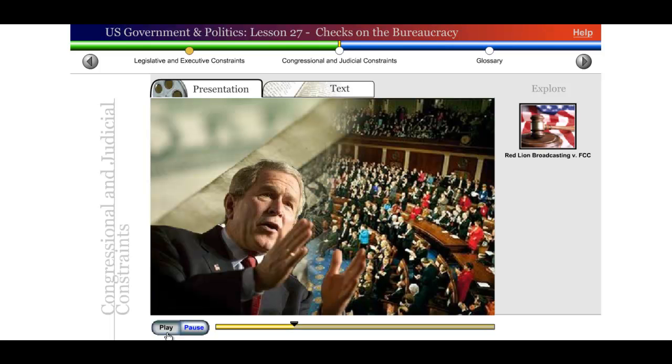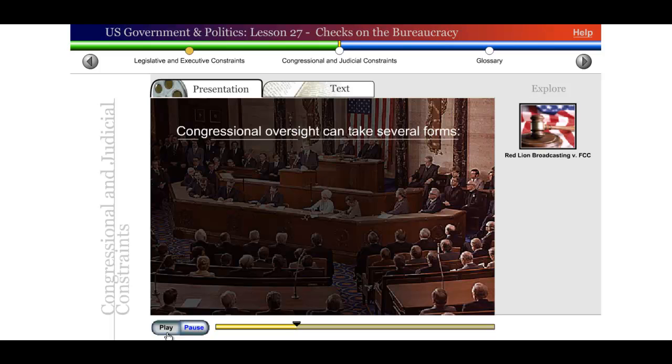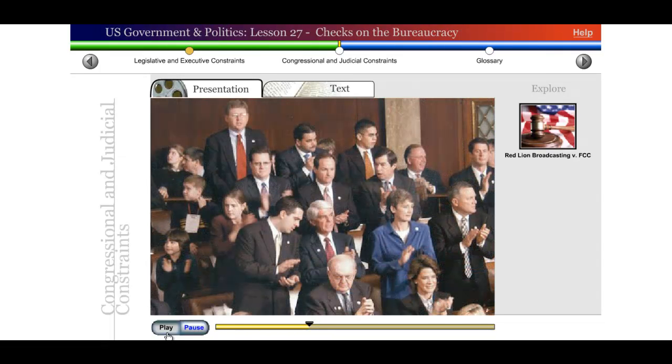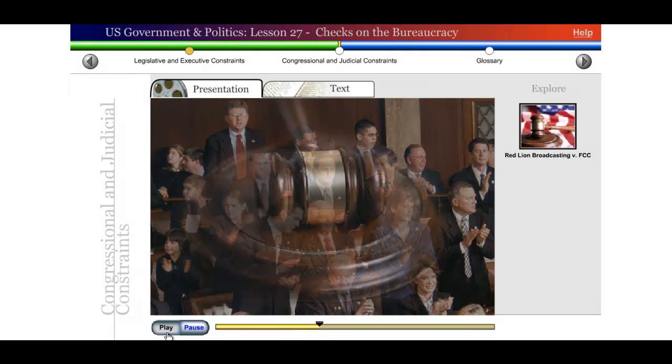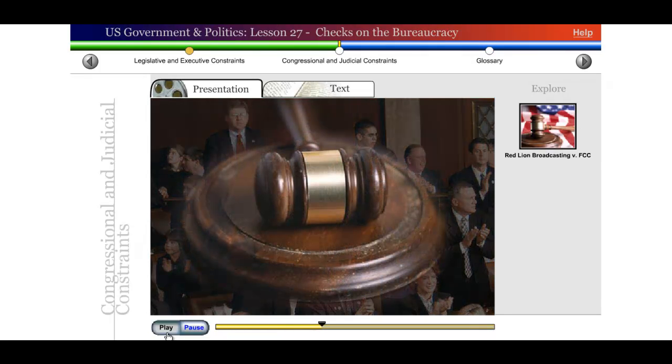Congressional oversight can take several forms: budgetary review, controls on personnel, even investigations and public hearings. It must be used wisely, though. Congress relies on agencies to create and enforce its laws, so the power of oversight must be balanced against the need for collaboration on implementing policy. The judicial branch must also take a balanced approach when dealing with bureaucratic agencies. It is the only branch with the power to impose and eliminate constraints.